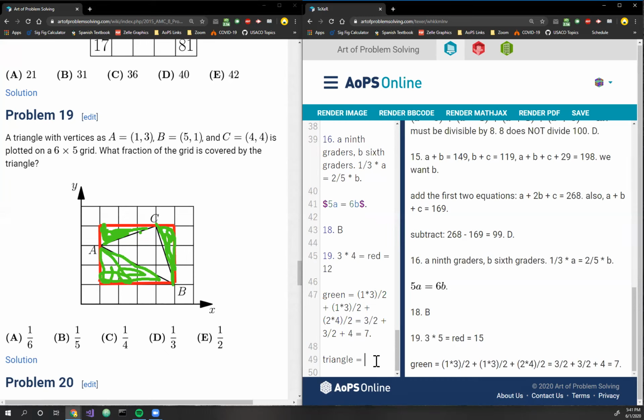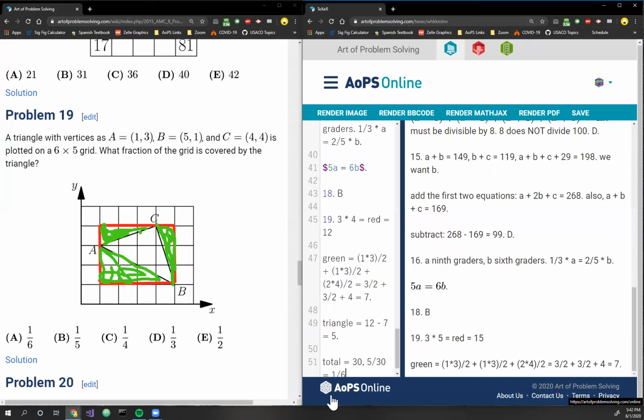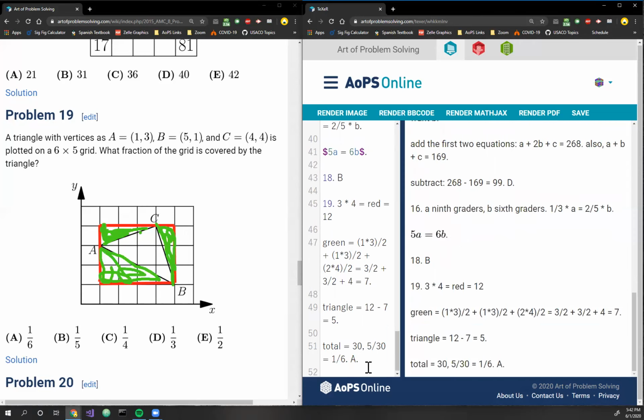So we're getting that, oh wait, I'm bad. So the total, okay, so that means the triangle is 12 minus 7 equals 5. And also the total equals 30, so 5 over 30 equals 1/6. So it's A. And that's the answer to 19.